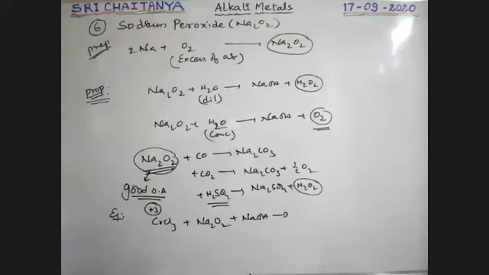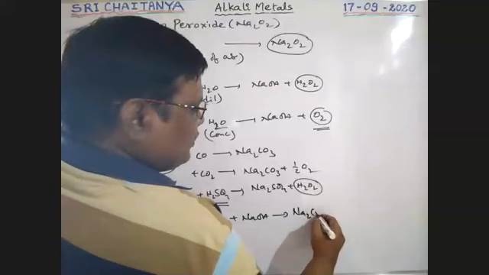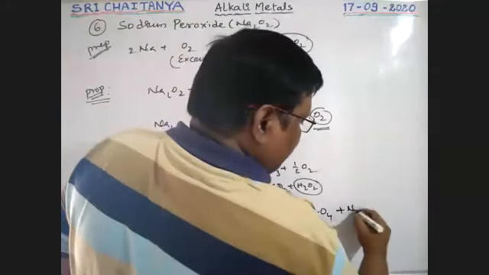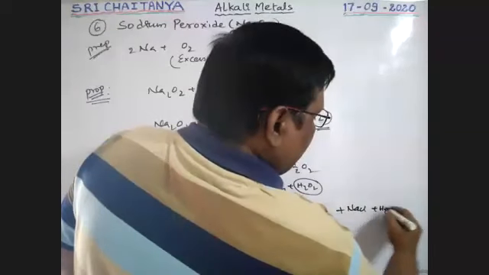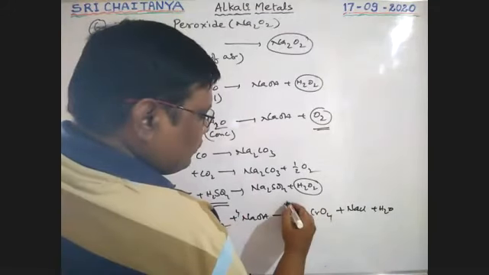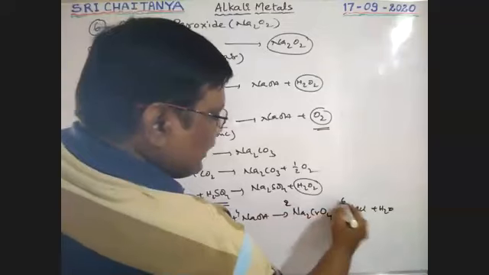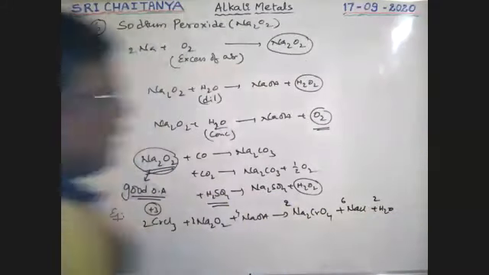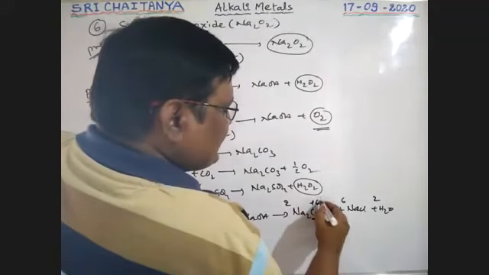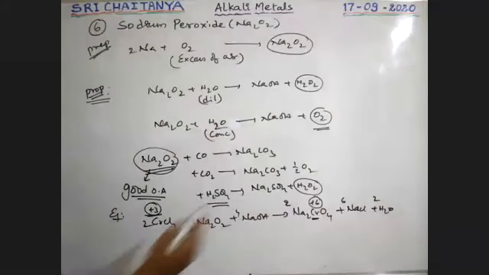That gives sodium chromate as the product: Na2CrO4 plus NaCl plus H2O. For our purpose, I'm balancing it, boys. 2, 3, 4, 2, 6, 2, 6, and that is the balanced equation. Here chromium is in the plus 3 oxidation state, and here chromium is in the plus 6 oxidation state. That means plus 3 is changed to plus 6.